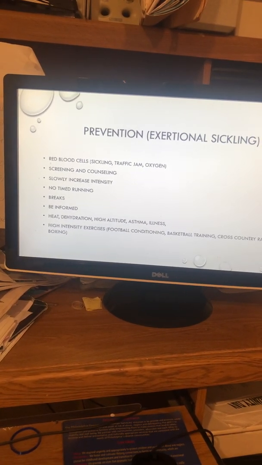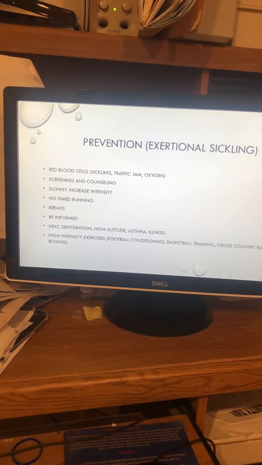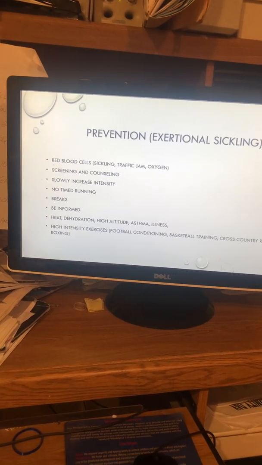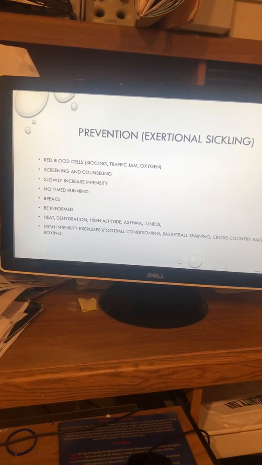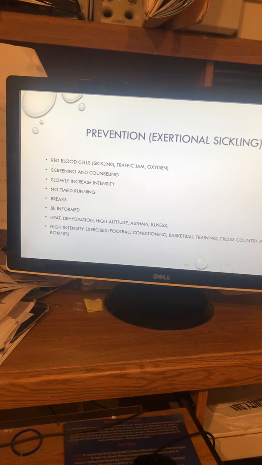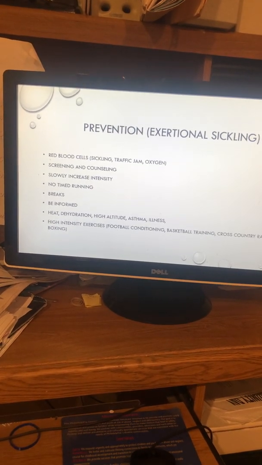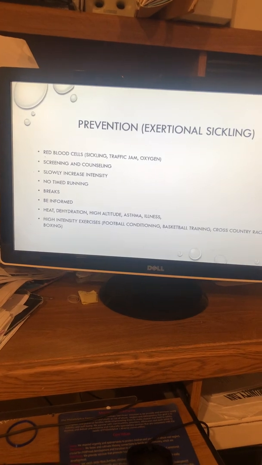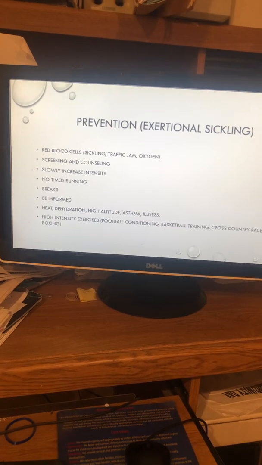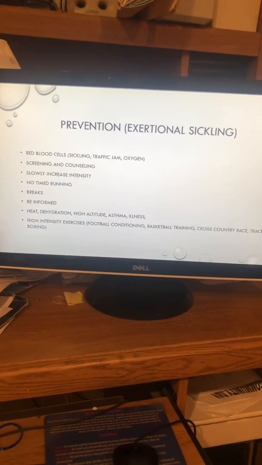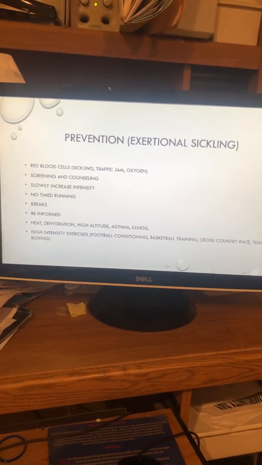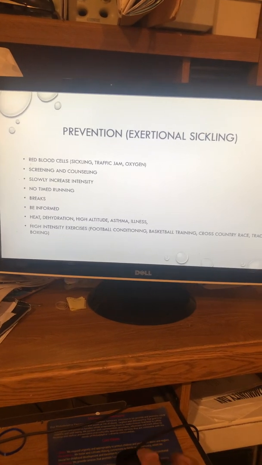Please allow breaks. The rest of your colleagues in the school should be informed of the disease and of the kids that have the disease, so that you can be well equipped to help them if they undergo a crisis. Be mindful of the heat of the gym or the classroom, dehydration, high altitude, asthma, and illness. Those are very important because they could be signs right before a crisis. High intensity exercises come from those who may be undergoing football conditioning, basketball training, cross country races, track and field events, and boxing training or actual matches.